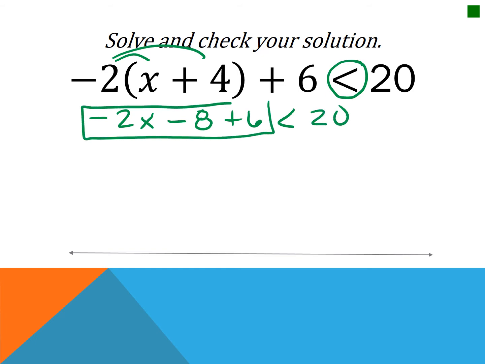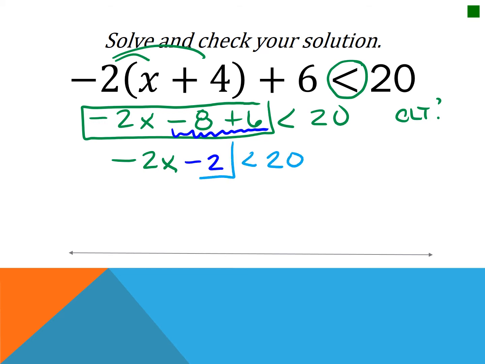Over here on the left-hand side, can I combine like terms? I sure can. I've got negative 8 plus 6, so I have negative 2x. Negative 8 plus 6 is negative 2, and that is less than 20. Over here on the left-hand side is where my x is. See that minus sign?